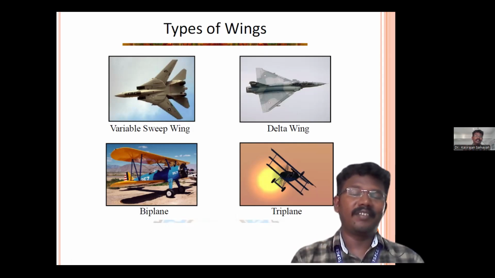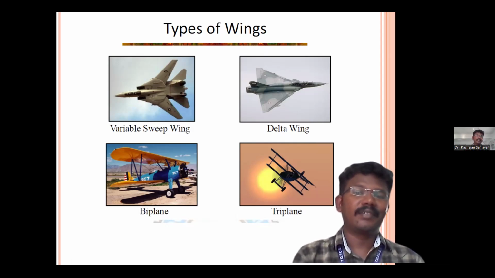Wing position we have discussed here. Wing position means the wing will be located on the fuselage at the lower surface, mid surface, or upper surface. In that way we can classify low wing aircraft, mid wing aircraft, and high wing aircraft, and also shape of the wings: delta wings, swept backward wings, swept forward wings, variable sweep wings, straight wings, oblique wings. These are the wing shapes. Based upon the wing shapes and also wing position, we can classify the aircraft.